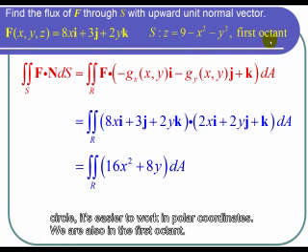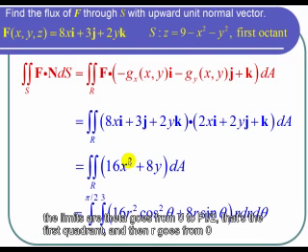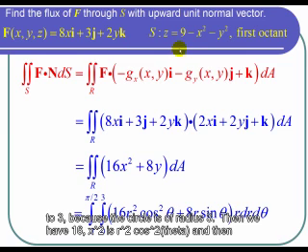Since we have a circle, it's easier to work in polar coordinates. We're also in the first octant, which means that in the xy plane, we're going to restrict to the first quadrant. So that tells us that the limits are theta goes from 0 to pi over 2, that's the first quadrant, and then r goes from 0 to 3, because the circle is of radius 3.